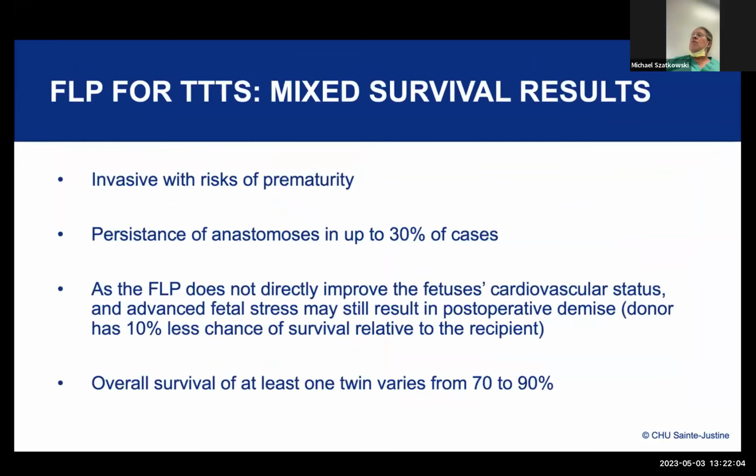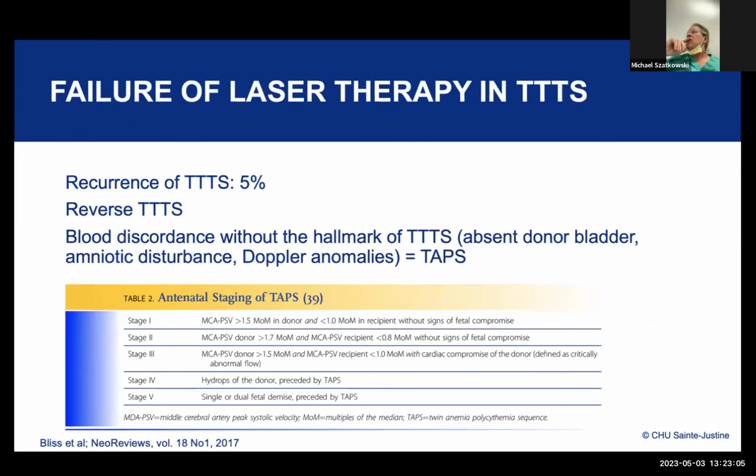There are mixed results in survival after laser therapy, and several reasons may explain that. This is an invasive technique. Many of those twins are delivered premature. Some fetuses are too sick to recover from the procedure. Sometimes there is persistence of anastomoses. The placental share of some donors is too small, and placental vascular resistance is really high and can worsen the cardiac function, leading to hydrops in this twin. Advanced disease in the recipient can be worsened with the laser therapy secondary to an exaggerated cardiovascular response. Overall, in clinical trials, survival of at least one twin after laser therapy varies from 70 to 90%.